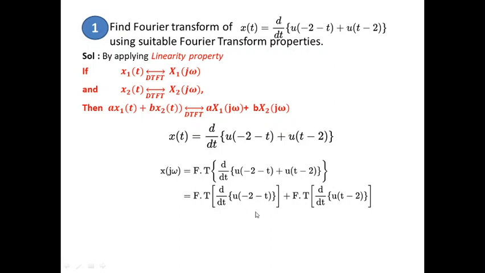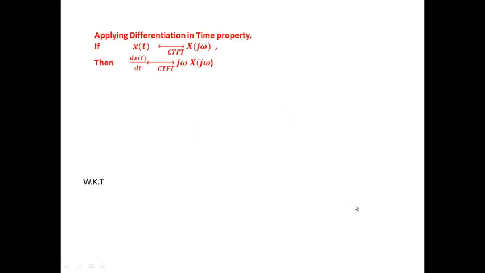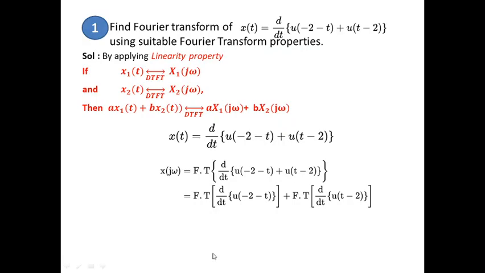Is it clear? Now how can we solve the next step? Next we need to find the Fourier transform of this signal. But this signal is not simple. It's not just u of t. It has u of minus 2 minus t, and here again it has u of t minus 2. So how will we solve? We have to start with d by dt, so definitely you will have the differentiation in time property.